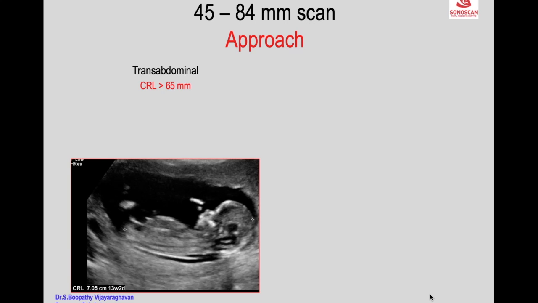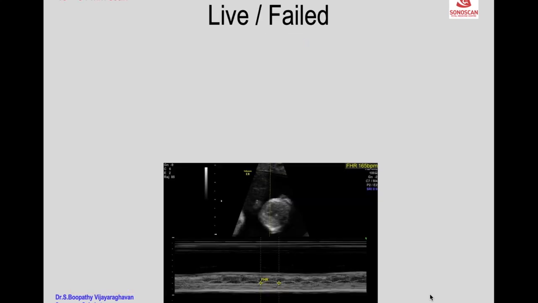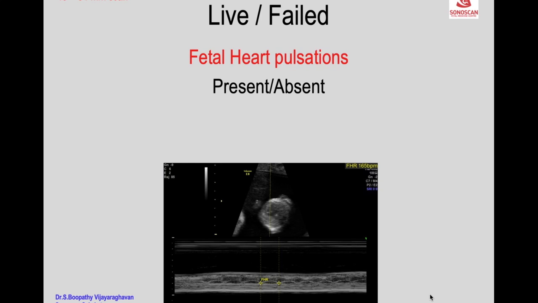Now, what is the routine of scan for this period? First, look at the fetal heart pulsations. Fetal heart pulsations are present, or if it is a failed pregnancy, they will be absent, and the rate has to be measured, and the rate has a bearing, we will see shortly.